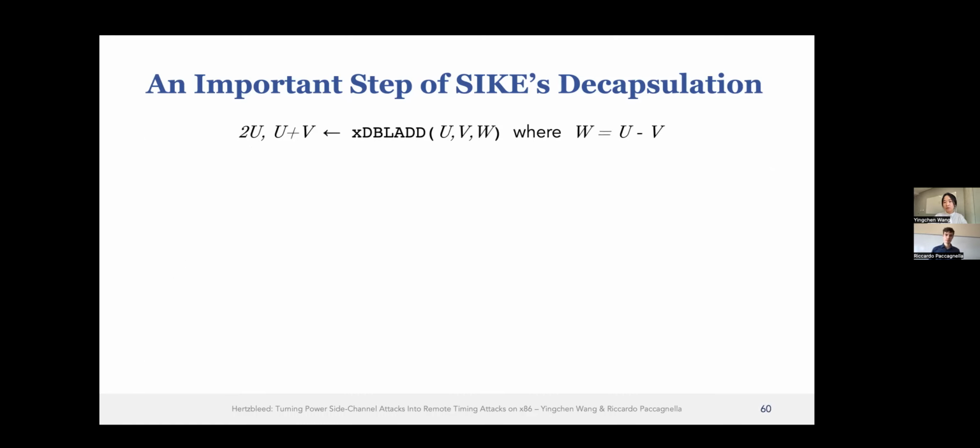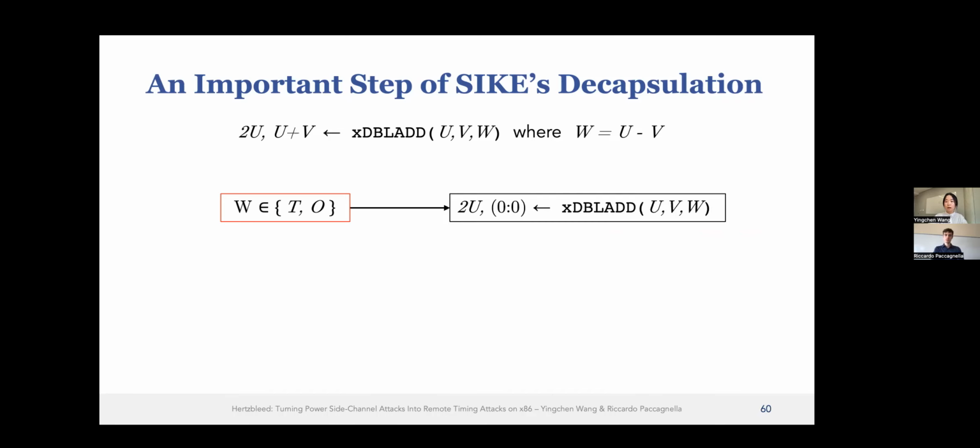This xDBLADD function is very interesting. It is actually quasi-complete, which means it contains a corner case. The functionality of xDBLADD is that it takes in U, V, and W and outputs 2U and U plus V, where W equals U minus V. However, the corner case is that if W is one of the two special points, T, the point of order 2, or O, the point at infinity, this function will output 2U and (0, 0). You might wonder, what does (0, 0) even mean? Exactly, (0, 0) is meaningless. It is not even a point because SIKE operates with projective coordinates.